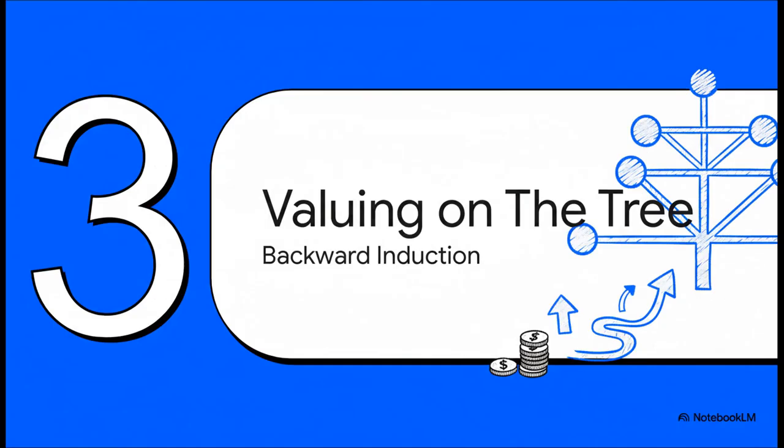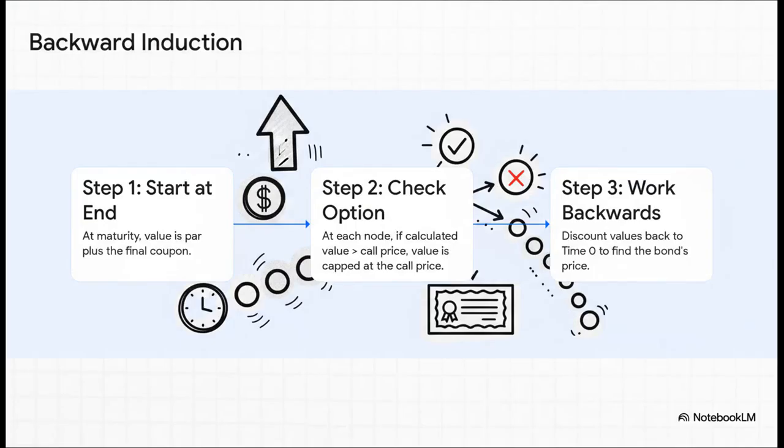All right, we've built our map of the future. Now for the fun part. Let's actually use it to find the bond's value. We're going to use a process called backward induction. The logic behind this is actually really intuitive. To figure out what a bond is worth today, you have to know what it might be worth tomorrow. So we start at the very end of the tree, at maturity, where we know exactly what the bond pays out.